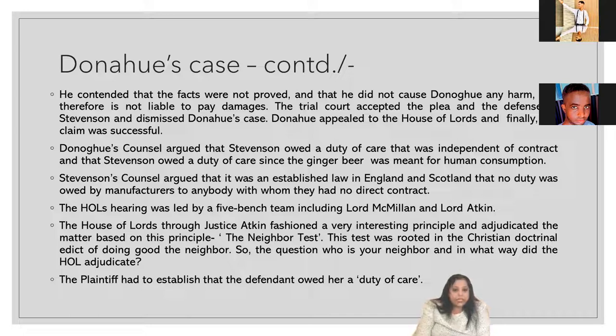Now, Stevenson, the main manufacturer, also contended that the facts were not proved. He said, well, we have not caused Donahue any harm, and we have no intention of causing any harm to Donahue, and therefore Stevenson said he's not liable to pay any damages for the damage that is caused to this lady, Donahue.